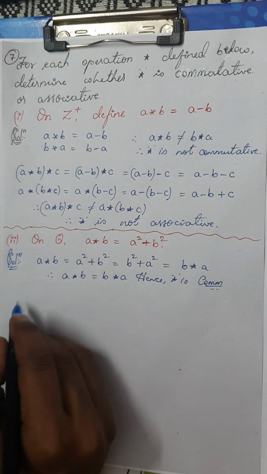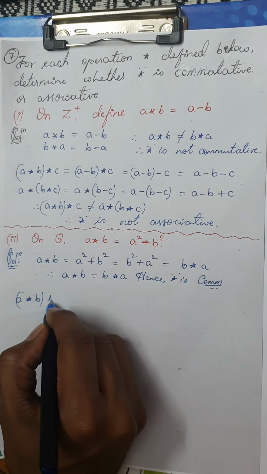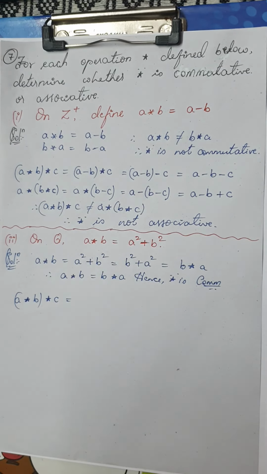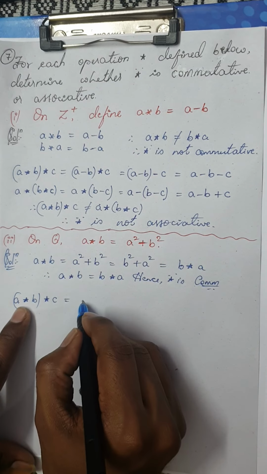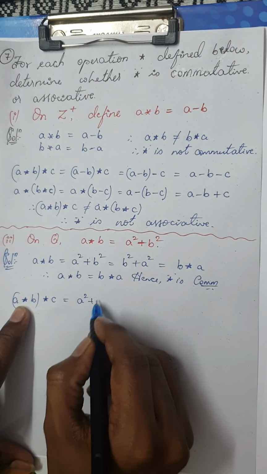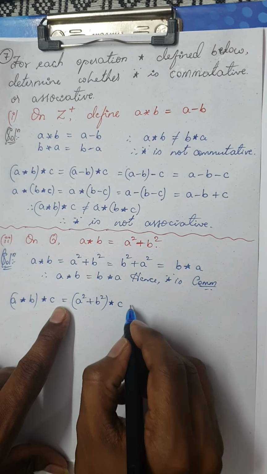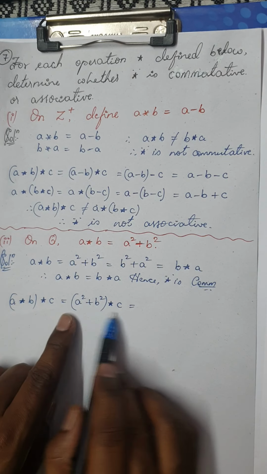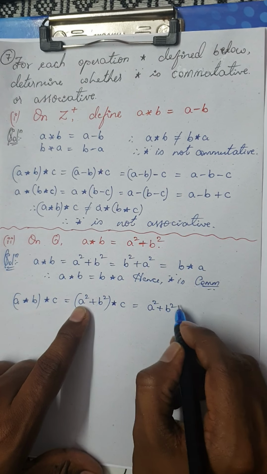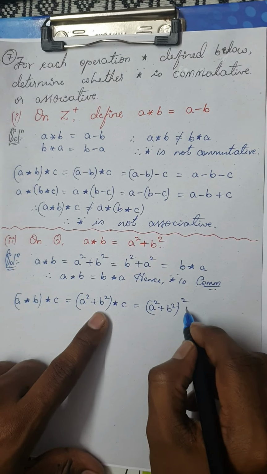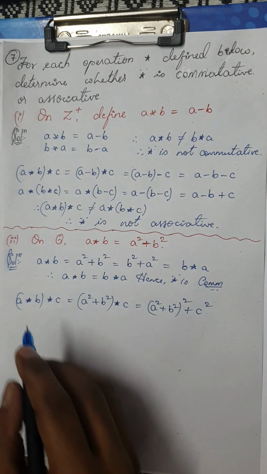Now, going on to the associative property, let me check (A star B) star C. So how do you define star between two elements? First, square of first element plus square of second element. Okay, star C. So now please be very careful. The star between these elements is first element square plus second element square. Okay, please be very careful.